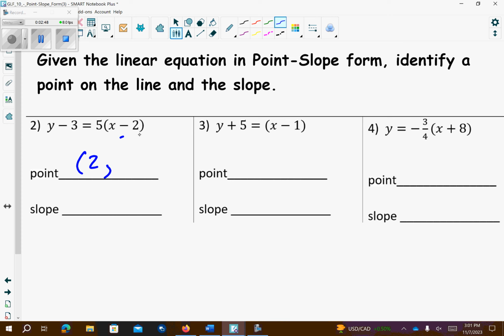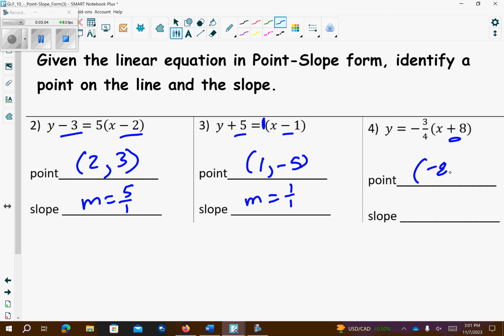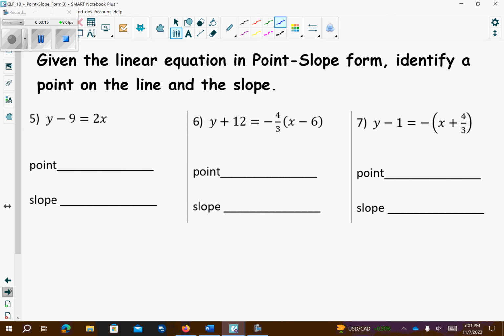You get opposite, opposite, slope is 5 over 1. This one, opposite, opposite. There's nothing out front, so make your slope 1 over 1. This one, opposite, nothing. Nothing is 0. Slope is -3/4. Okay, so make sure you have those. And I'm pretty sure you do, but just reinforce what you've learned. On this one, there's nothing out here. So there's nothing with the x, so it's just going to be 0. Then opposite of the -9 is +9. I have a slope of 2 over 1.